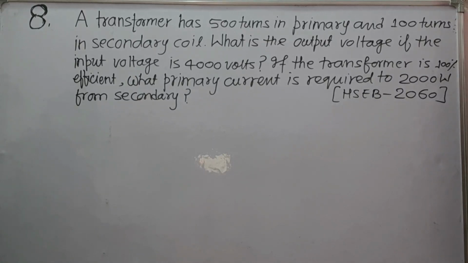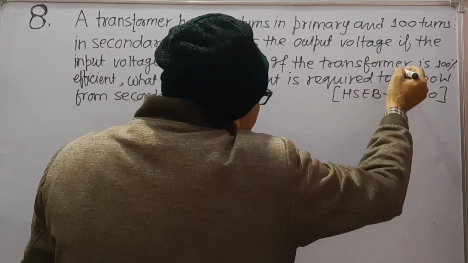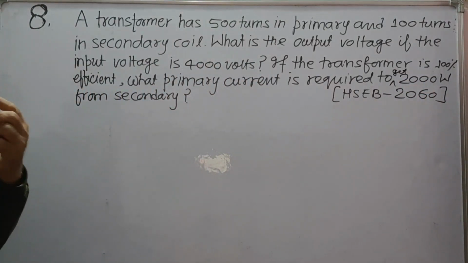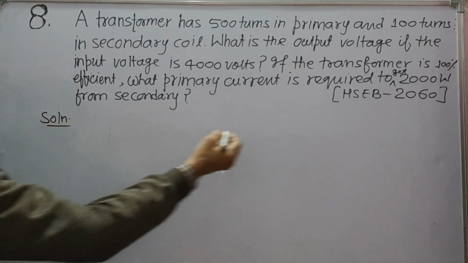Question number 8. A transformer has 500 turns in primary and 100 turns in secondary coil. What is the output voltage if the input voltage is 4000 volts? If the transformer is 100% efficient, what primary current is required to get 2000 watts from secondary? Now, solution here.